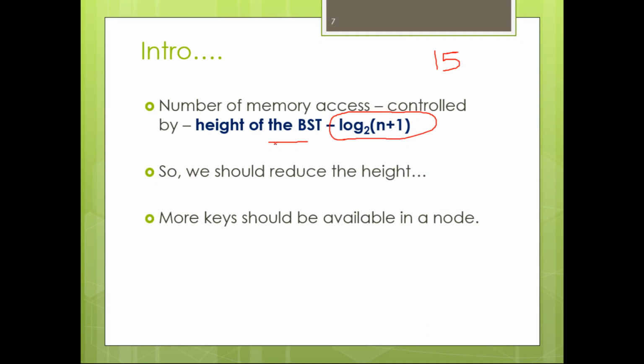So the height is actually controlled by this particular parameter. Is there any way to reduce the height? We should reduce the height. Or instead of reducing the height, we should also try to reduce it, but another thing you can do is increase the degree of the node. But if you increase the degree of the node, then the number of children will increase.